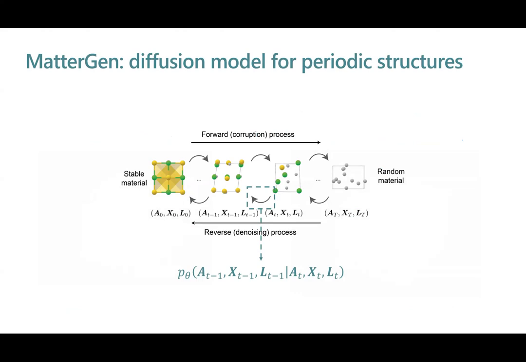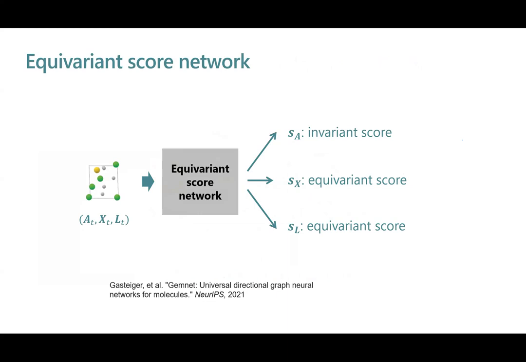So in the reverse process, we are going to learn a score network that could reverse this process. And obviously, we would like this score network to be equivariant. This score network just takes in a crystal with periodic structure, and it outputs three scores: one is the atom type score, second is the coordinate score, and last is the lattice score. And we hope the entire thing to be equivariant. The two key problems we need to handle: one is handling periodicity.